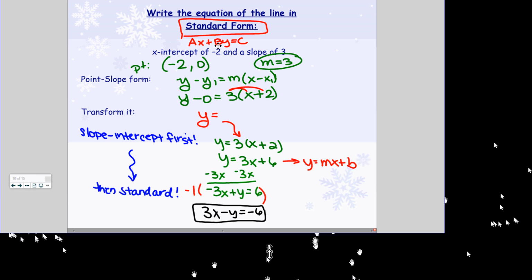So from there, you need to transform to standard form, meaning you need your x and your y term on the same side. So I subtracted 3x from the right and brought it to the left. Anytime we cross the equal sign, we undo the operation. Then we had to multiply through by the -1 because that had left the a value negative. So multiply through by -1, and that leaves us with 3x minus y equals -6. And that is our equation in standard form. And so we're finished.